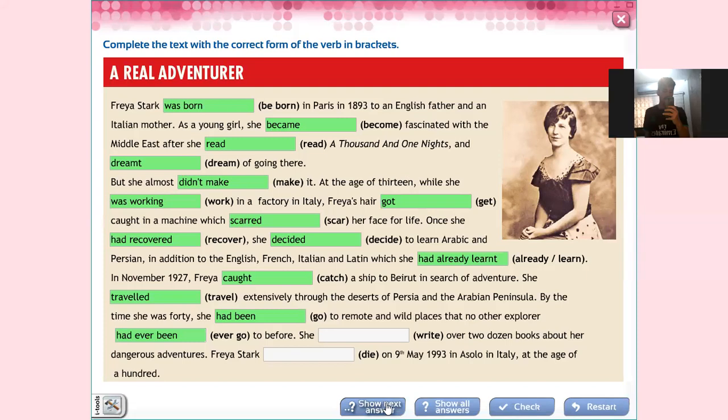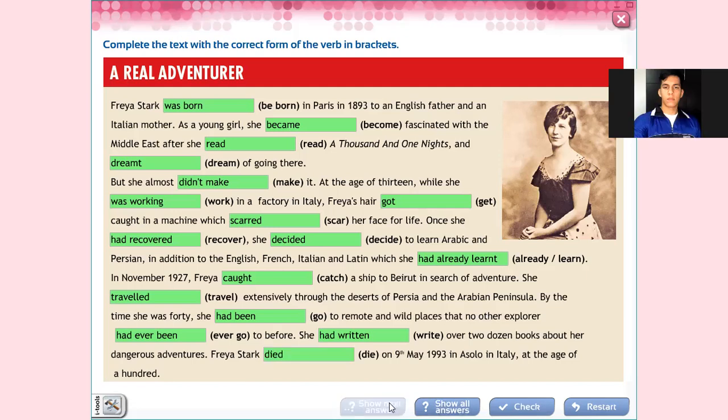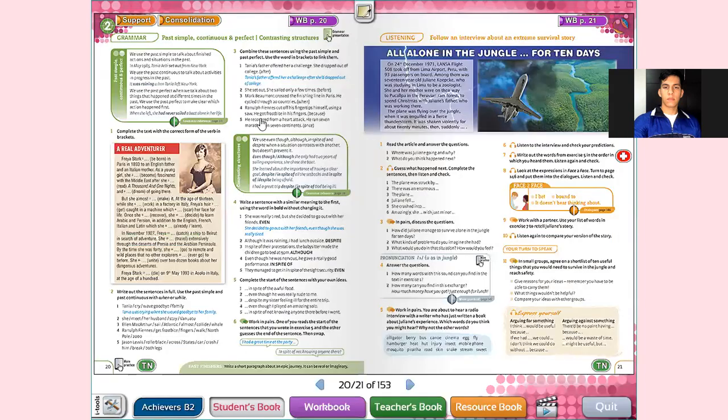She wrote over 2,000 books about her dangerous adventures. Okay, she had written over 2,000 books about her dangerous adventures. Freya Stark, I see, that is very easy, no? Died, yes, on the 9th of May, 1993, in Asolo, Italy, at the age of 100. Wow. Okay.